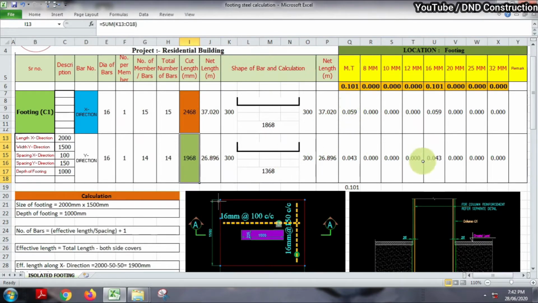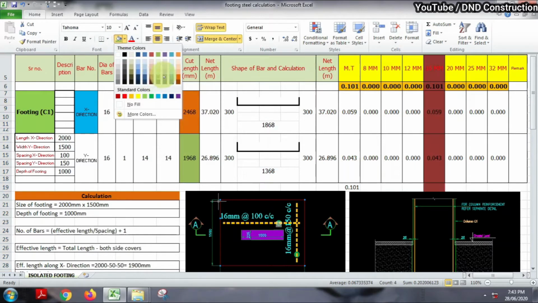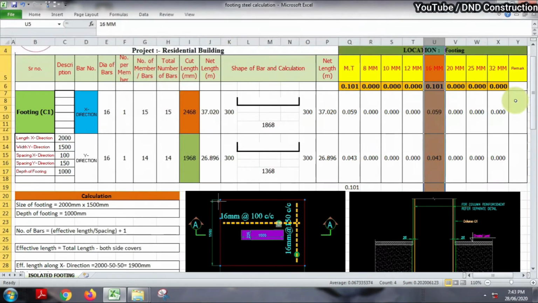Now see friends, this is the direct formula for 8 mm, 10 mm. How this formula came, I will tell you. First, our bar diameter is 16 mm. We will see this 16 mm diameter bar. As you can see, since 16 is given, this is showing in metric ton. The total metric ton value is 0.059.